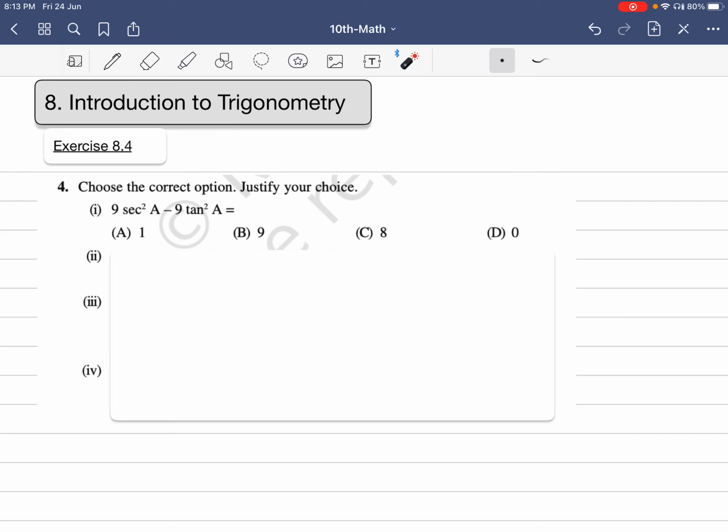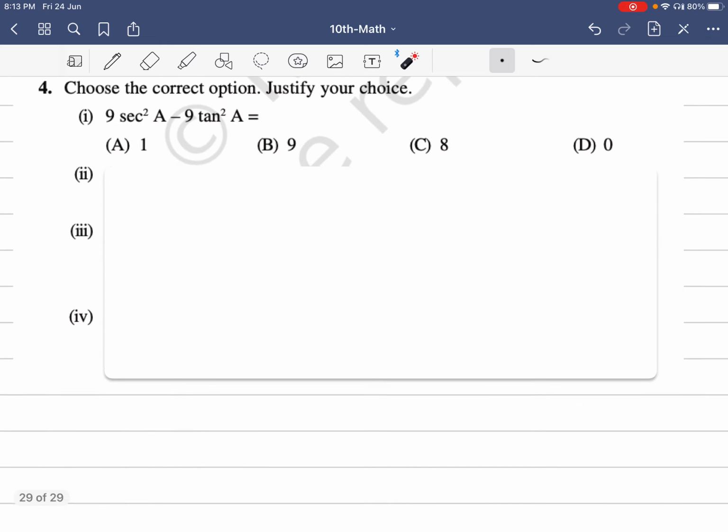And each problem, first, second, third, fourth, is nothing but an algebraic expression which involves trigonometric ratios. And each of them has 4 options A, B, C, D, and we have to choose the correct option and we have to justify our choice. Okay, so let's go with problem number 1. Let me try to zoom in.